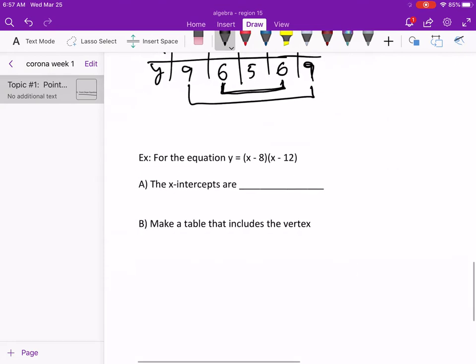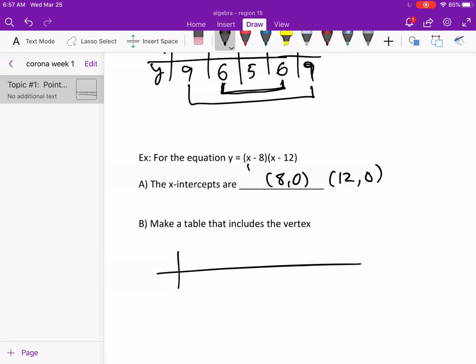For x-intercept form, the x-intercepts, if I plugged an 8 in for x, that would make the right side of the equation 0 or the y value 0. And if I plugged a 12 in for x, that would make the right side of the equation 0. So y would have to be 0, and there's my x-intercepts.